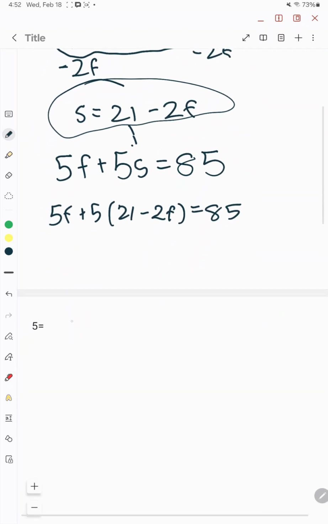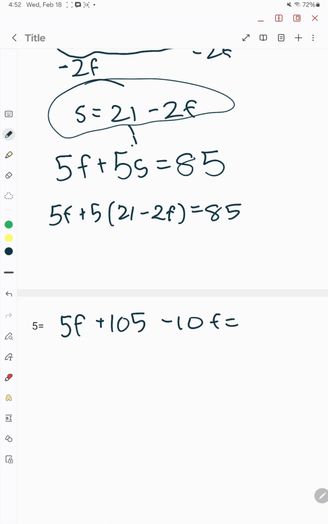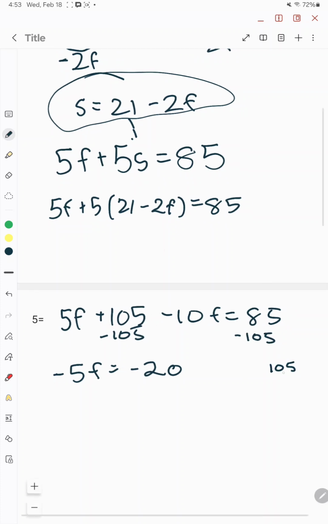So we'll get 5F plus 105 minus 10F equals 85. And then we'll end up getting negative 5F is equal to negative 20. Because we subtracted this on both sides, we have a negative number. So then we just do 105 minus 85. And this gave us negative 20.